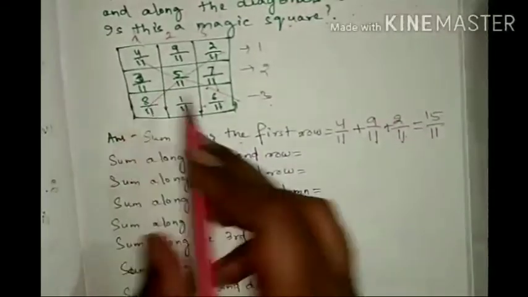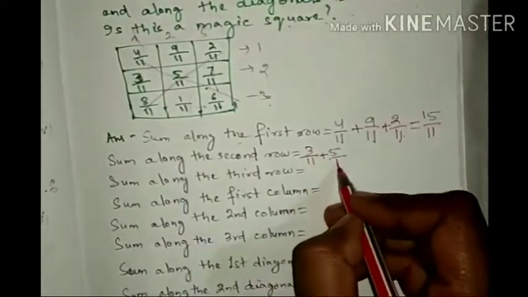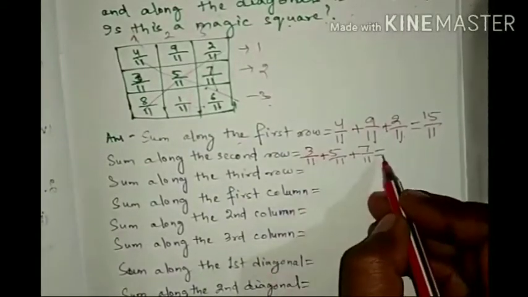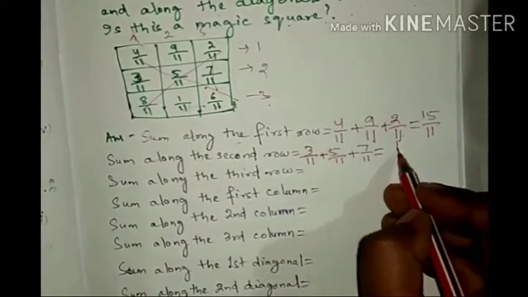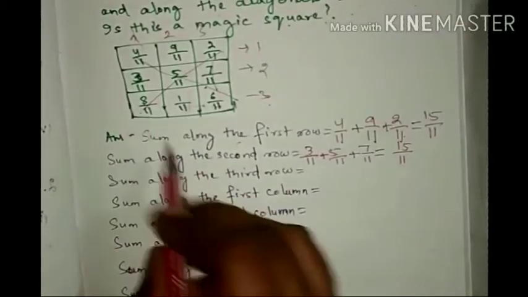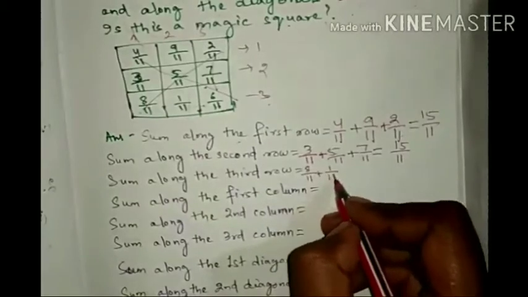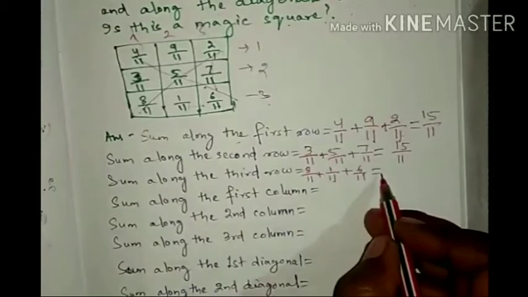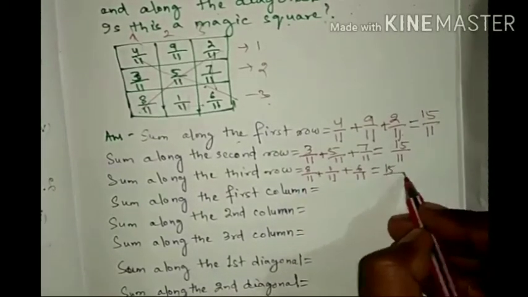Next see the second row. What are the numbers? 3 by 11 plus 5 by 11 plus 7 by 11. All are like fractions, so add them. 3 plus 5 is 8, 8 plus 7 is 15. 15 by 11. Same. Next go to the third row: 8 by 11 plus 1 by 11 plus 6 by 11, again like fractions. 8 plus 1 is 9, 9 plus 6 is 15. 15 by 11.